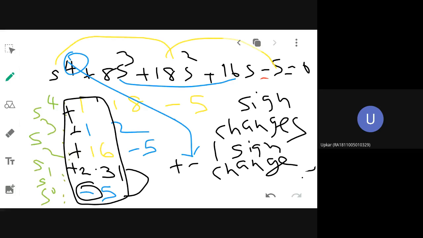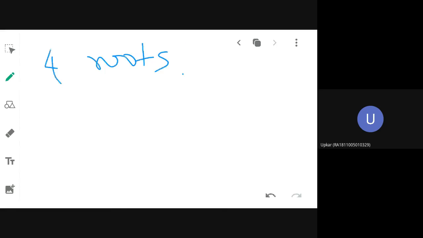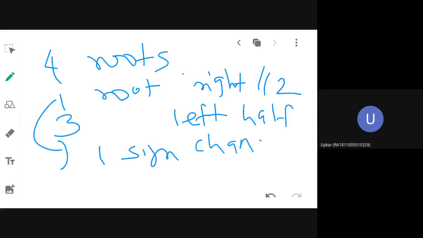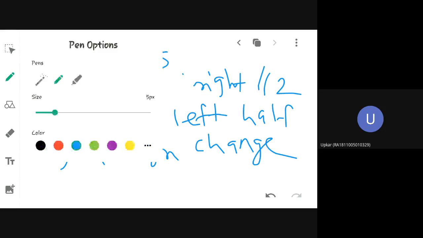Out of 4 roots, one root is located in the right half. The remaining 3 roots are in the left half. That is because of one sign change. So system is stable or unstable? Whenever you are having any one root located in the right half, the system will be unstable.